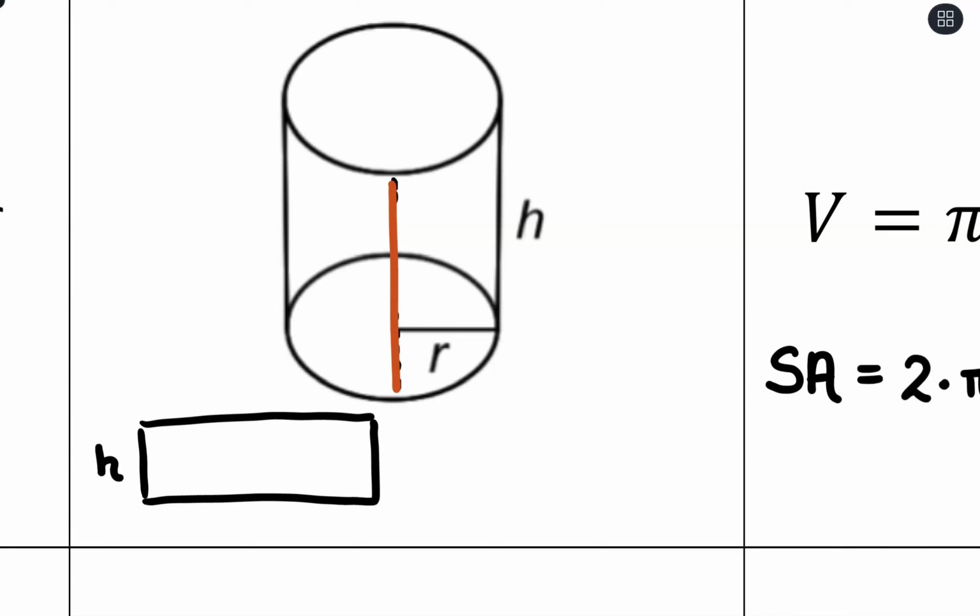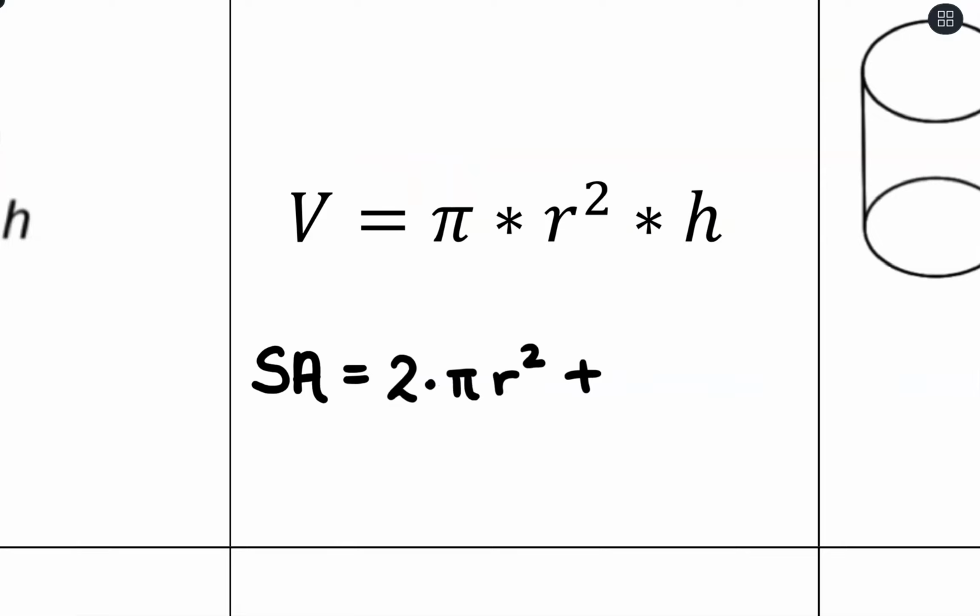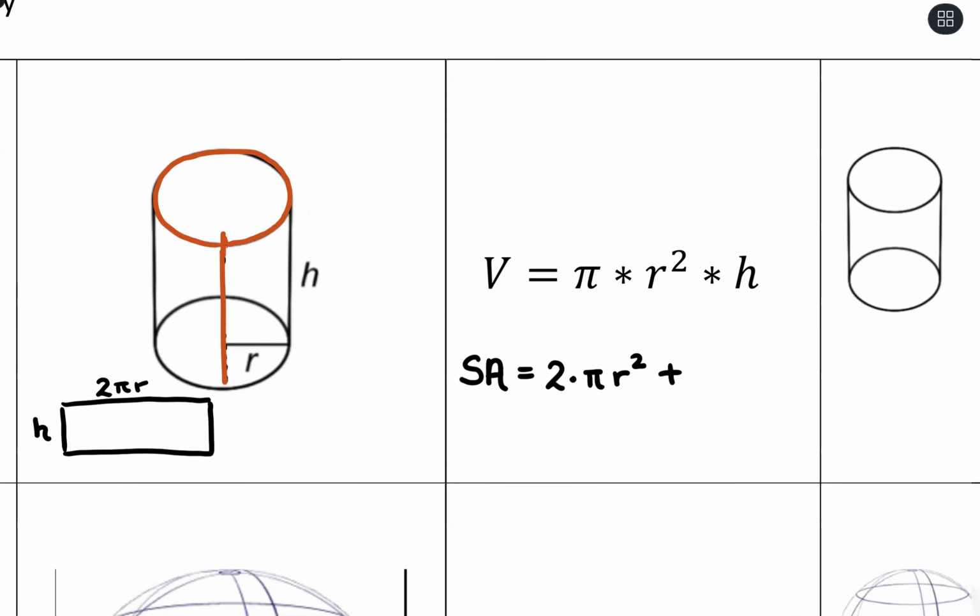And then the length of the rectangle is coming from the side that would have been going along the outside of the circle. So with that, it would be coming from the circumference of the circle, which comes from 2 pi r. So for surface area, we're going to have 2 of the circles, and then plus that rectangle, which uses the circumference, 2 pi r, times the height.